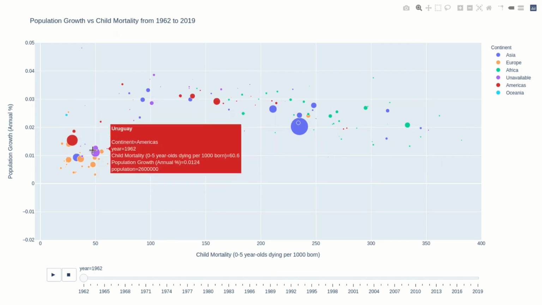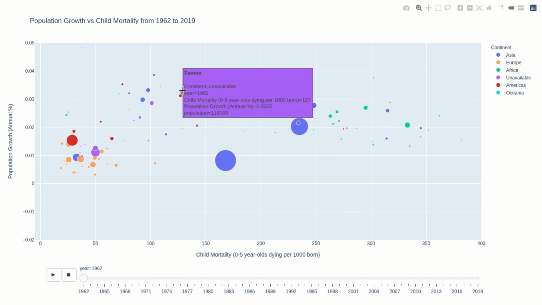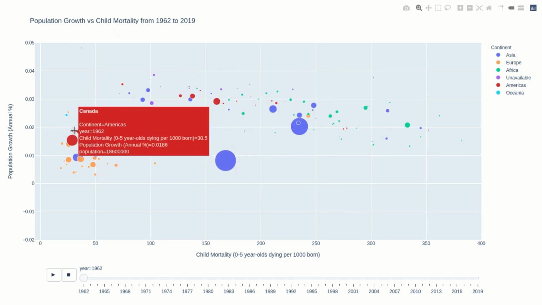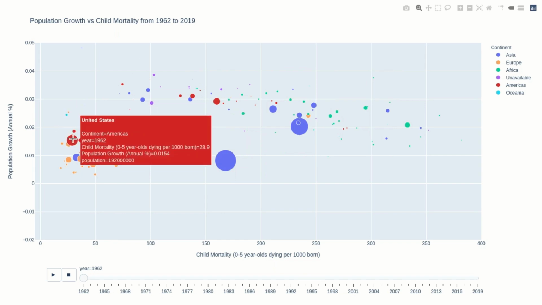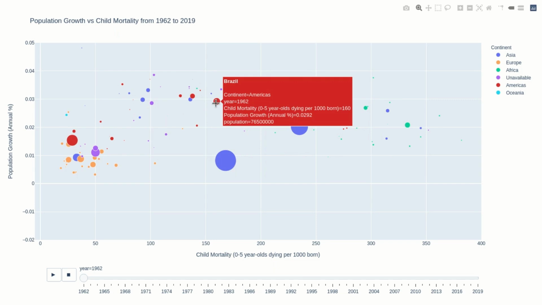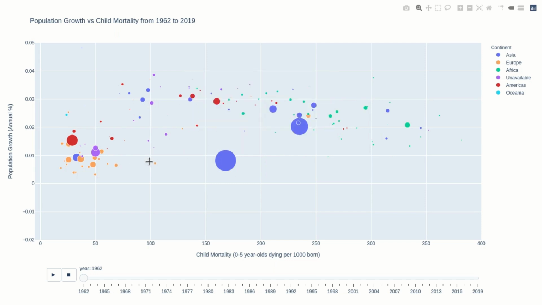So the red dots can be seen over here as well as in the middle, and that's because these ones which are doing well are mostly North American, like Canada and United States, while the ones here are Latin American: Brazil, Mexico, Colombia, Chile.